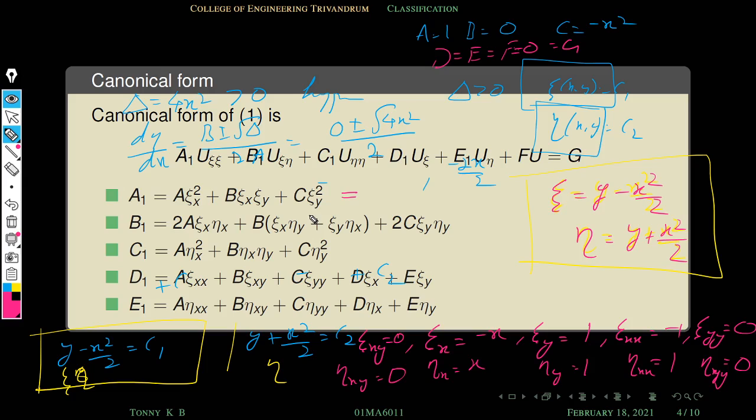Eta x whole square. Yeah, this is eta x whole square. What is the value of A1? Minus x square, minus x. It comes as minus x square minus x. Let me check once more. What is a is 1, eta x square.